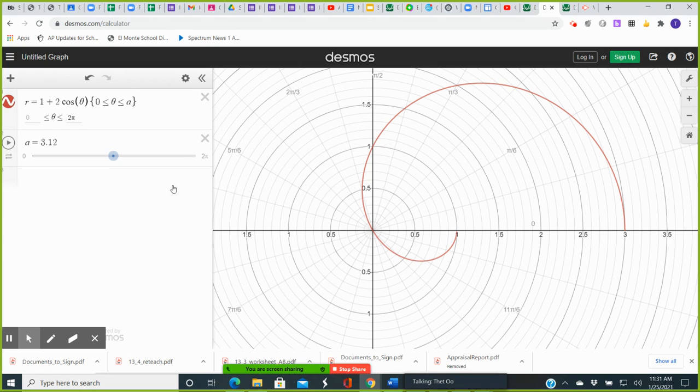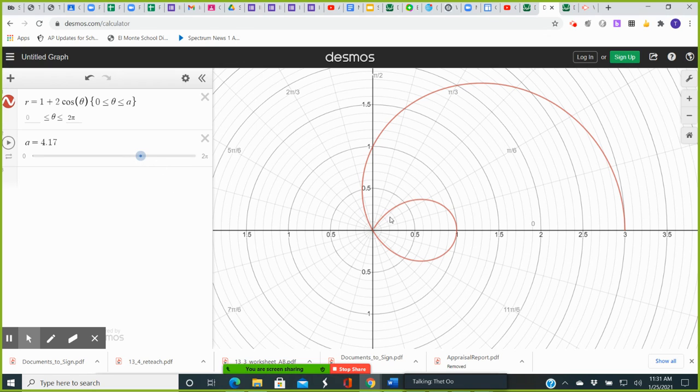So because r is negative 1, you have this point on the opposite ray from the terminal side of the angle. And then you keep going, and when you get to theta is equal to 4 pi over 3, what is the cosine of 4 pi over 3? Cosine of 4 pi over 3 is negative 1/2. 2 times negative 1/2 is negative 1. 1 plus negative 1 is 0. So you get this point at the pole with polar coordinates 0, 4 pi over 3.